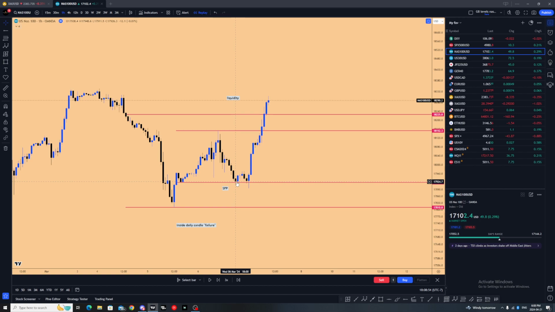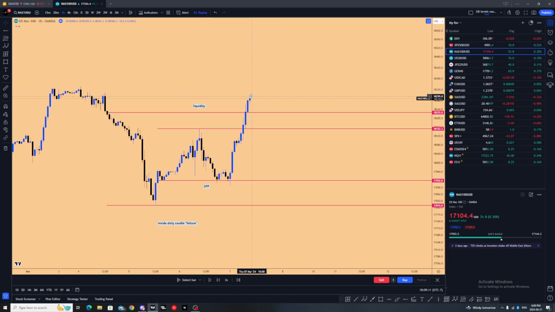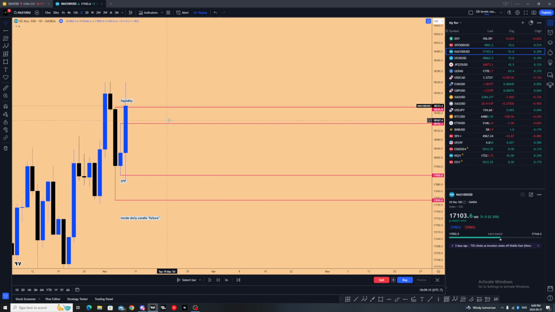So the liquidity was taken on the sell side, and when the market pushed higher, market makers began neutralizing their orders when they took it to the previous day's high, and you should be fully out of your position when it attacks the upside liquidity over here. Okay, so that's the pattern which just played out in front of you. That's all it is. This is the inside daily candle failure pattern.